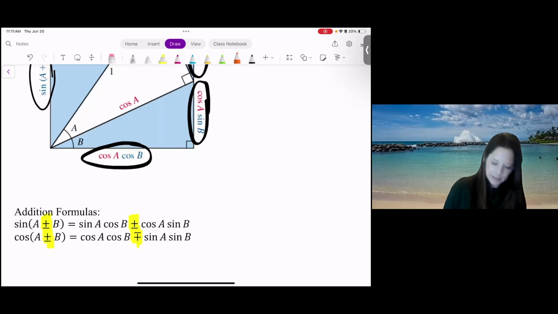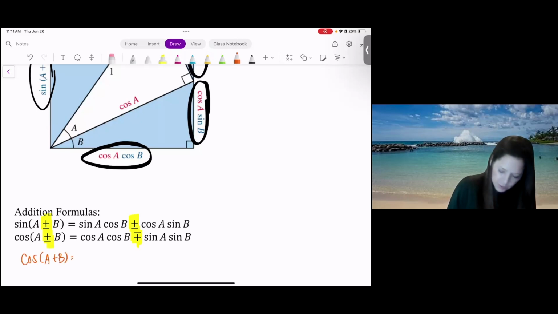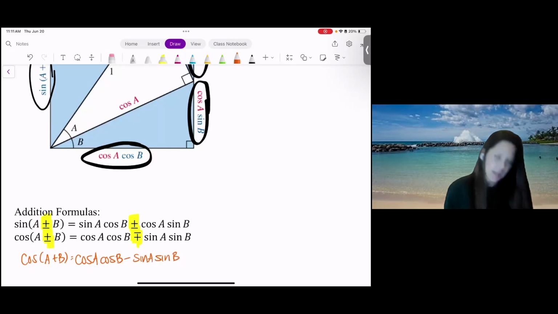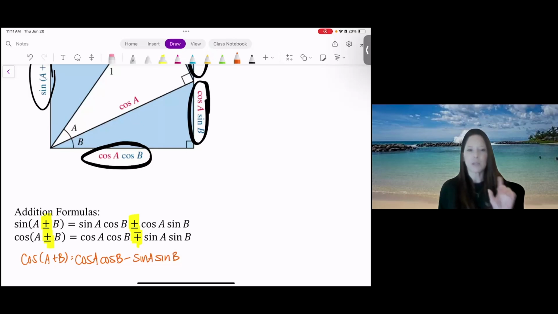What that means is if you have the cosine of a plus b, you're doing the cosine of a, cosine of b, minus sine of a, sine of b. And if you switched it to cosine of a minus b, it swaps. We can then substitute in to this formula for theta and get double angle formulas and half angle formulas.